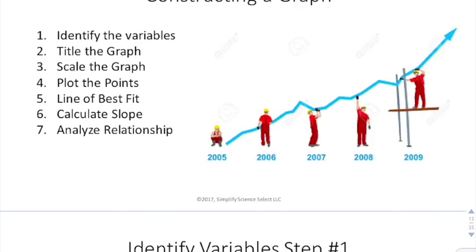Now, when we construct a graph, it's really important that you use a set structure whenever you're doing this to make sure that you get all the important parts of a graph. The first thing that you have to do is you have to identify the variables. What did you change in an experiment? What has changed in a situation? What stays the same? You need to title the graph. You need to scale the graph. You need to plot the points. You need to get the line of best fit, calculate and analyze the relationship. These are all things you're expected to do whenever you construct a graph, and you will be graded based on this because these are all really, really important whenever you're graphing data.